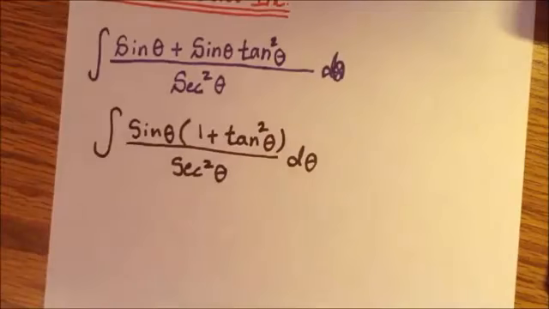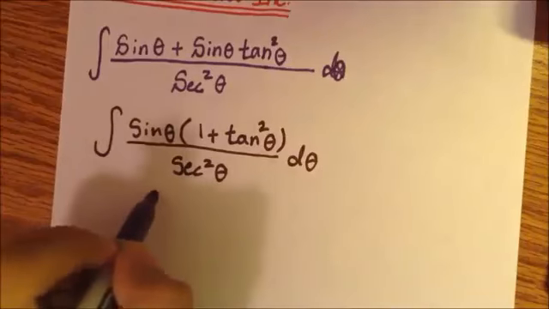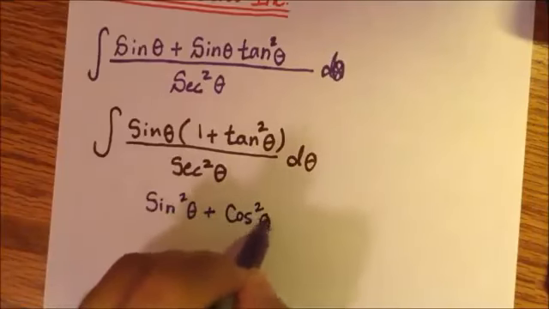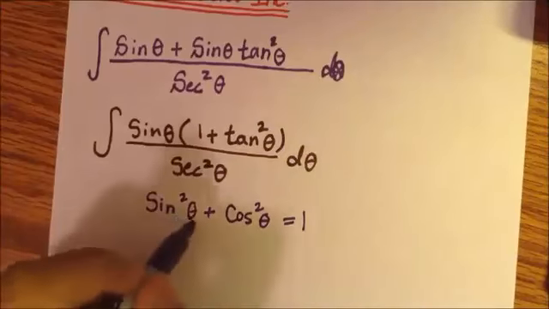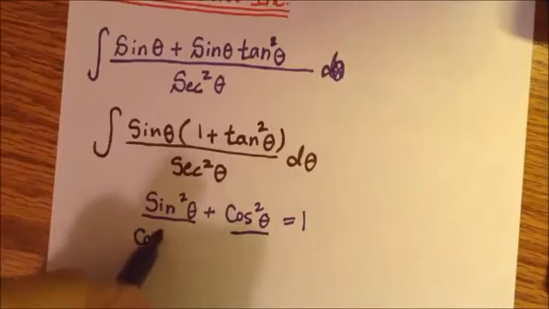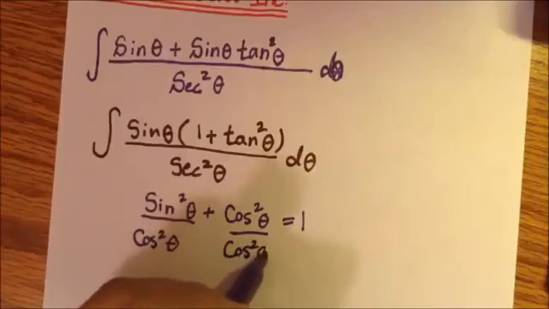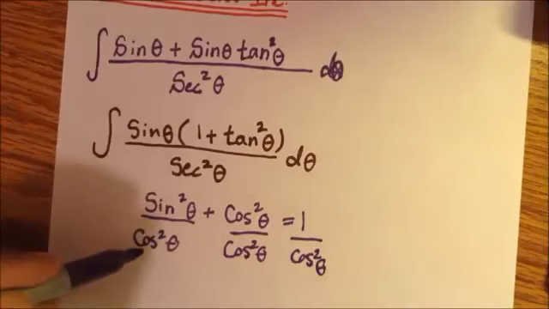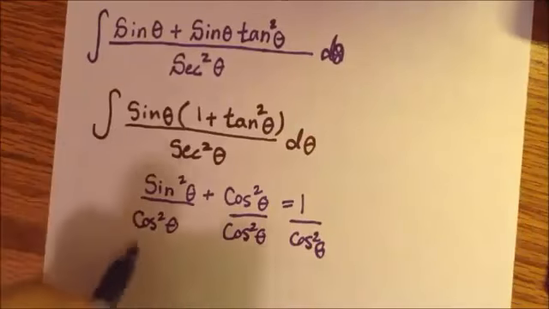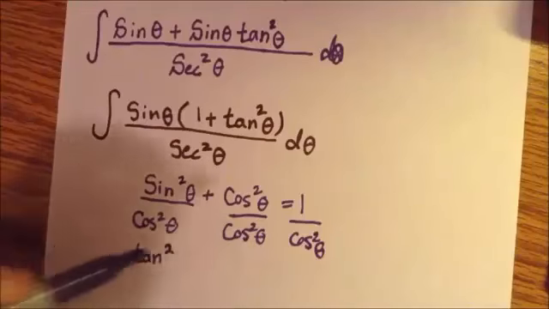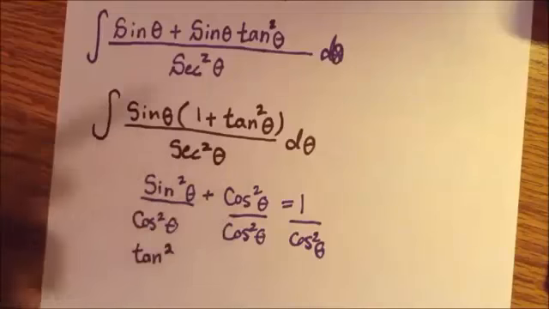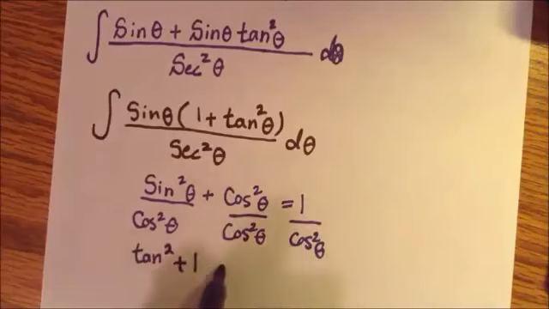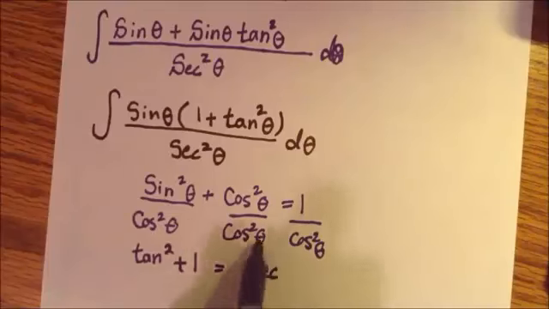So let me pick a different Sharpie here. So we're going to have sine squared of theta plus cosine squared of theta equals 1, and then if I divide everything by cosine squared of theta, then sine squared of theta divided by cosine squared of theta, that's simply going to be tangent squared. Cosine squared of theta divided by cosine squared of theta, that's just going to be 1. And then here I'm going to have 1 over cosine squared of theta, that's going to be secant squared of theta. So we just derived this new formula from our fundamental formula.